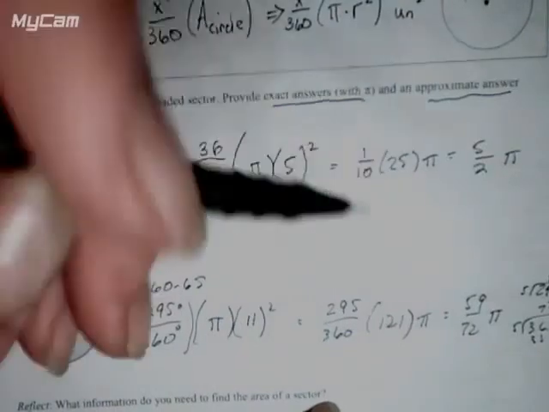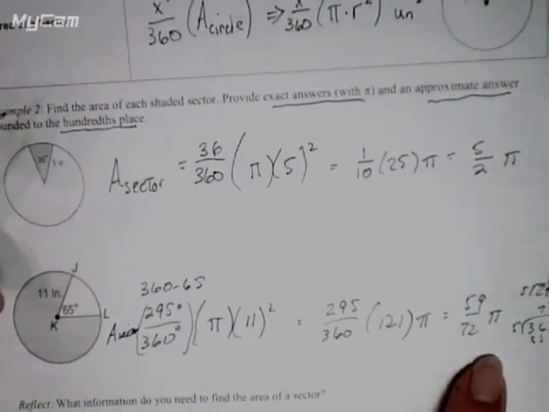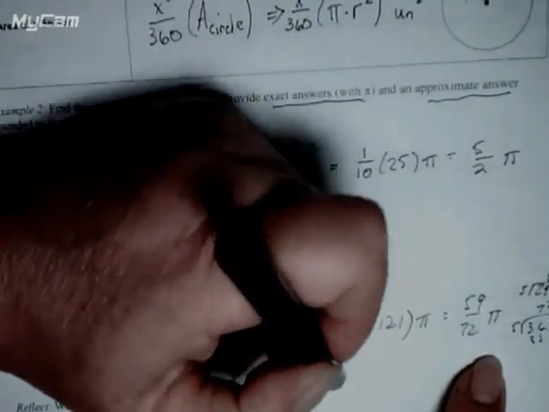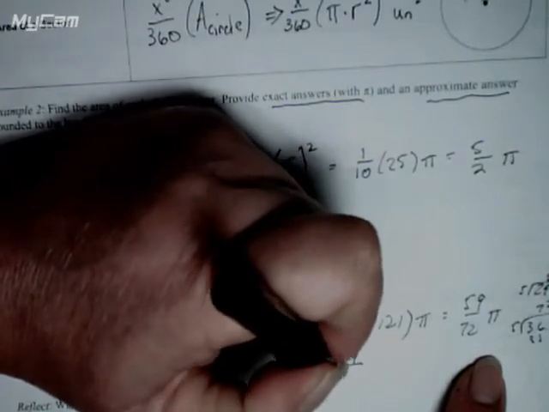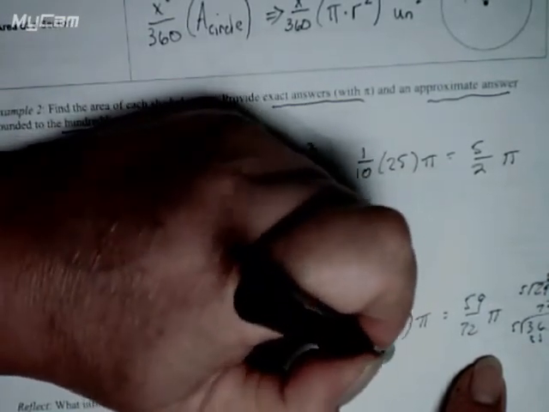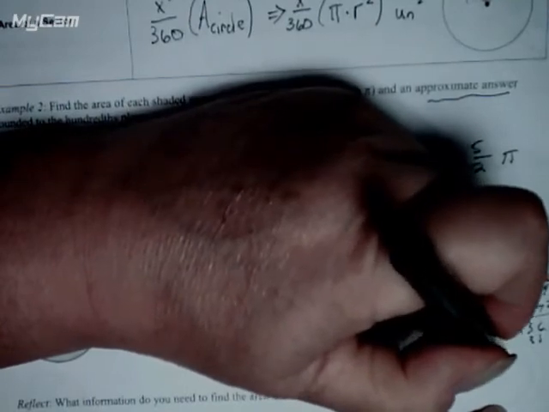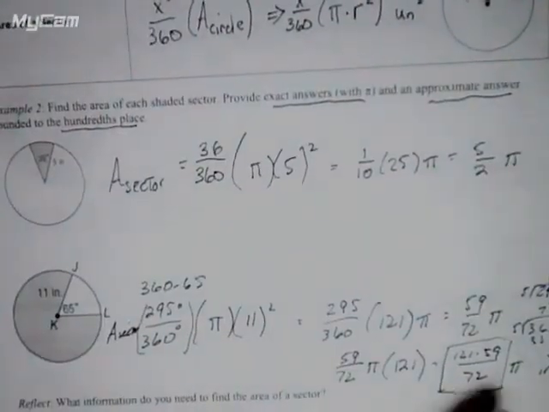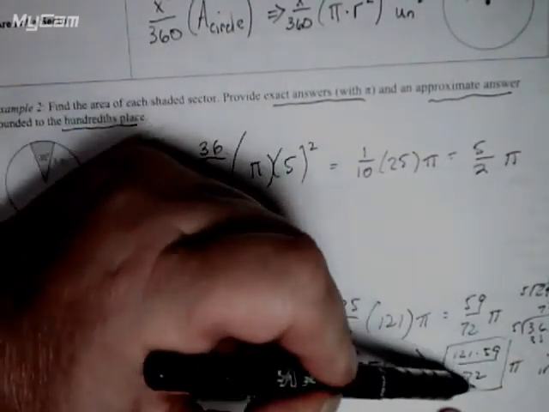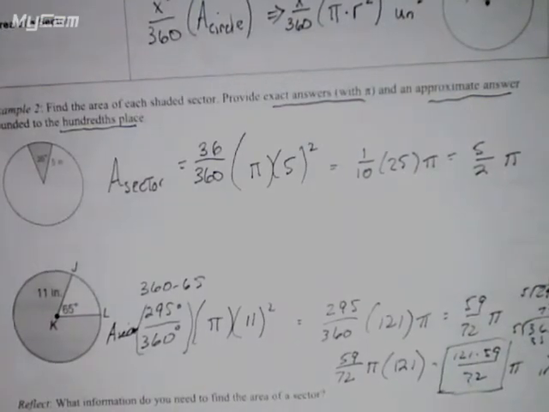So then you can do your thing. Did I do that right? No, I sure didn't. I'm not done. I've done it right so far. 59 over 72 pi times 121. So take the 121 times 59, over 72 pi. Whatever that number is, that should be your exact answer. And don't forget that we have square inches here. So you can do exact answer with that, and then you can do the approximate answer in your calculator.